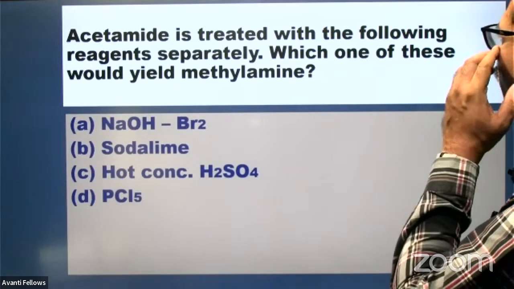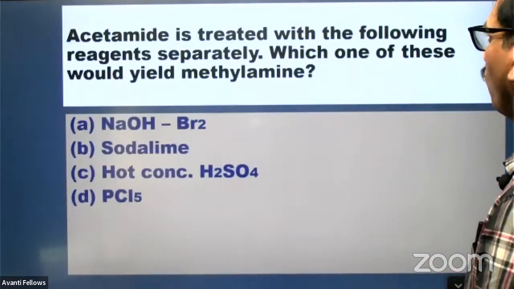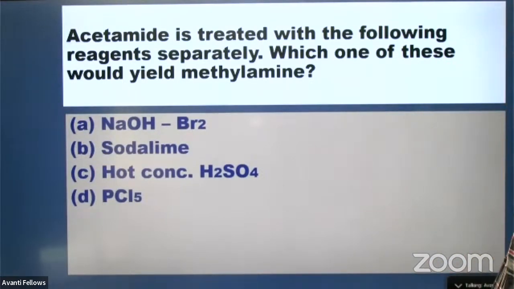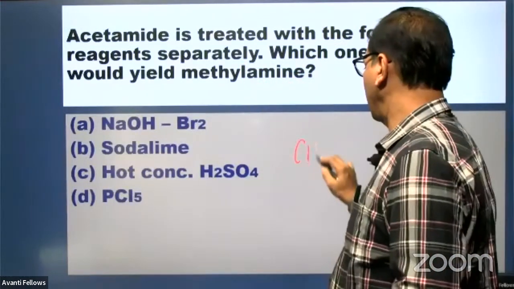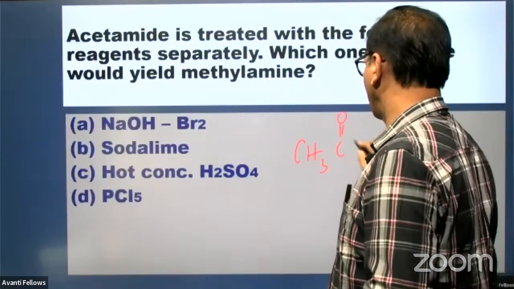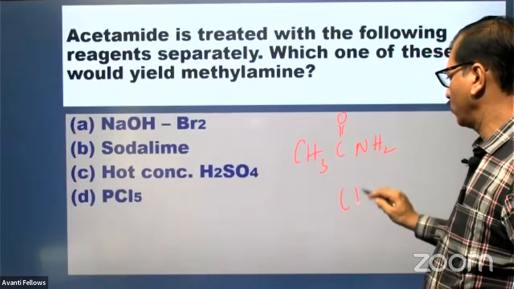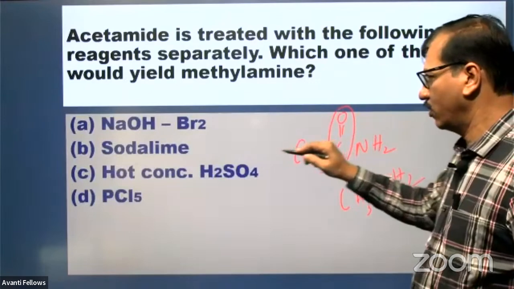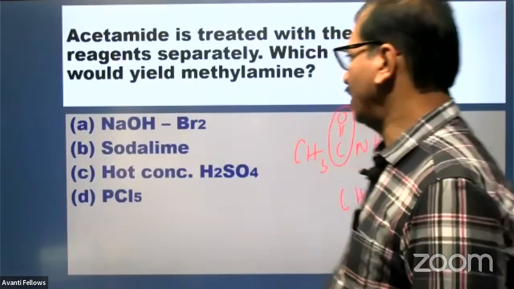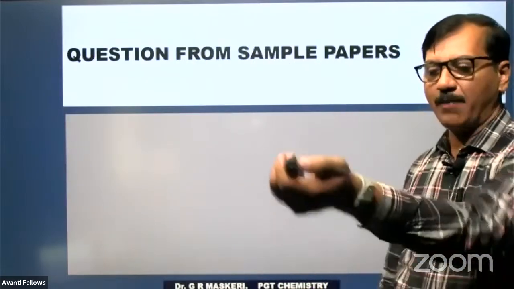Acetamide on treatment with the following reagent separately, which one of these would yield methylamine? Acetamide is CH3CONH2. This is acetamide, the common name. And which gives CH3NH2? This is methylamine. That means this has gone. NaOH-Br2 is Hoffmann's bromamide degradation. Therefore, this is right.